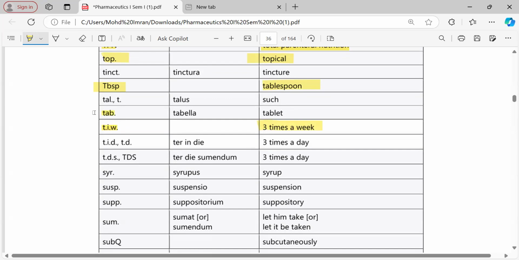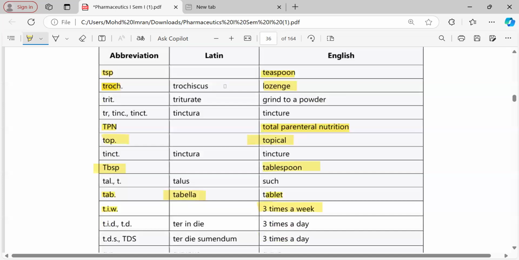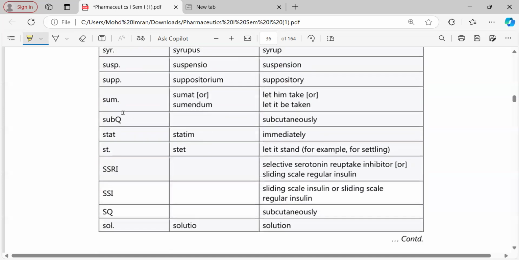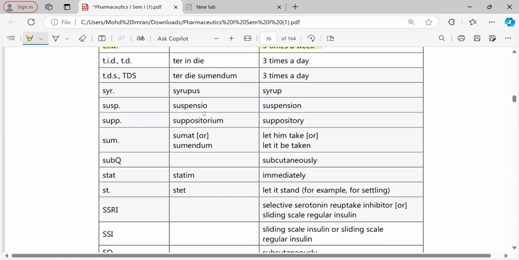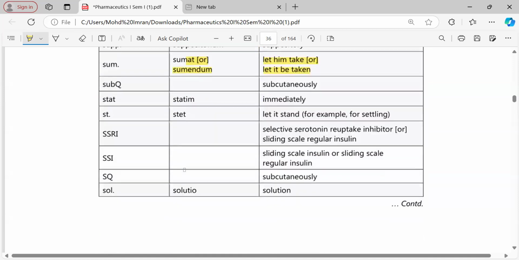Doctor writing TAB, tab, we think it's an abbreviation. No, it's a Latin term to mention tabella. That is tablet. Tabella is the Latin term for the tablet, right? And many other things are there. Like suspenso means it's in suspension, right? Sumat means let him take. Sumendum, let it be taken. So there are certain Latin terms you should learn.